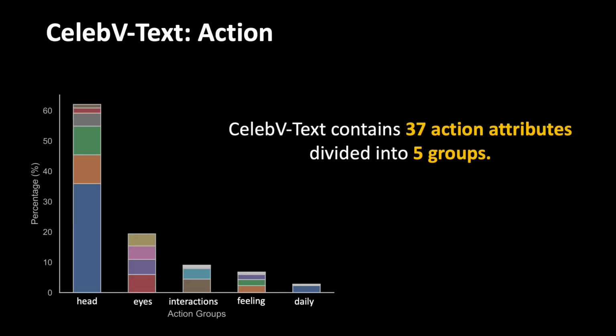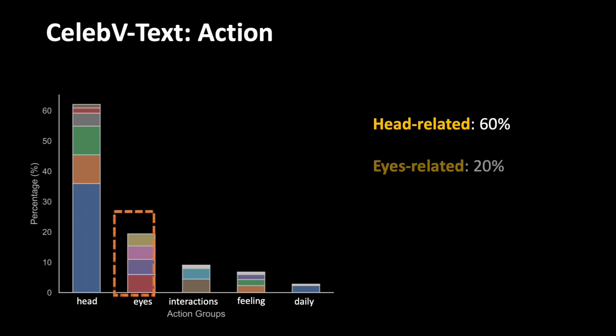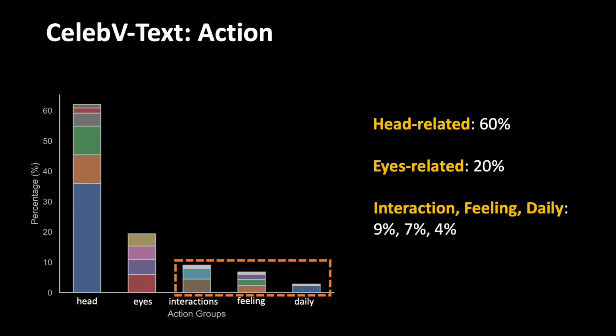CelebV-Text contains a total of 37 action attributes, which are also divided into 5 groups. The hand-related action accounts for the largest portion of around 60%. The eyes-related action accounts for around 20%. The interaction group, feeling group, and daily group account for around 9%, 7%, and 4%, respectively.